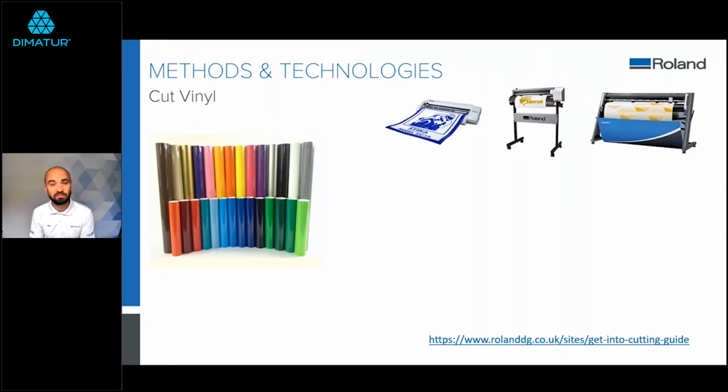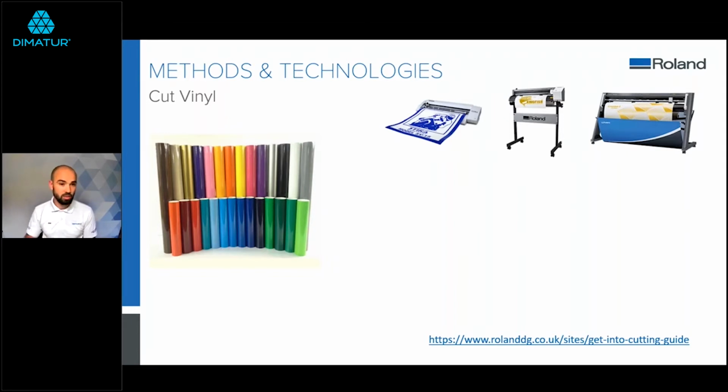There's so many different varieties out there, and as long as you can find the correct width for your machine, so for example with the GS24, a 24-inch or smaller vinyl you can put into the machine, and then you can cut out your designs. Obviously with the larger machines you can cut larger vinyls as well.